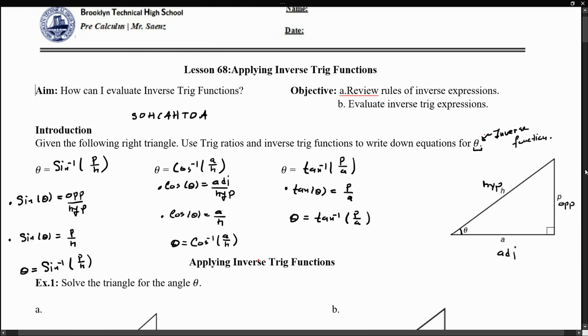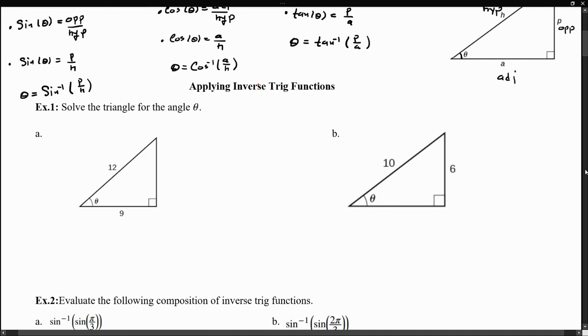All right, so let's take a look at example 1. Under example 1, we have the following. Let's solve the triangle for the angle theta. In other words, let's find the value of theta. So here we have our theta. And again, the first thing that you should always do is identify the givens. If this is theta, or my reference angle, then 9 represents my adjacent, and 12 represents my hypotenuse.